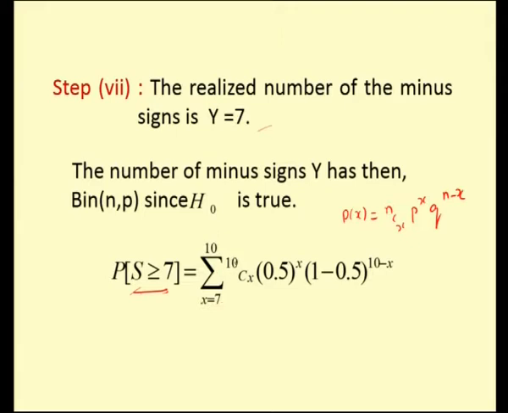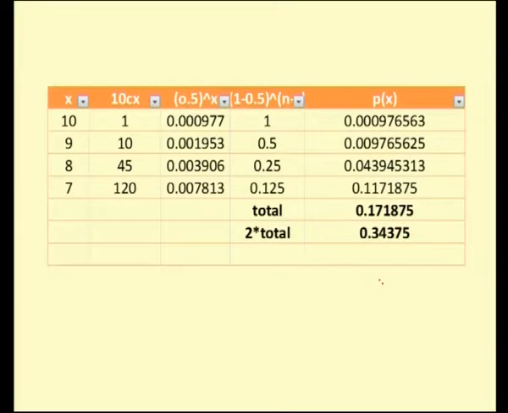So n is 10, Cx, and here your p value is 0.5. So q is 1 minus p, that is 1 minus 0.5, to the power 10 minus x. Look at the table. The summation is from x equal to 7 to 10. So the values of x are 7, 8, 9 and 10. I have split it and brought it into the form of a table.